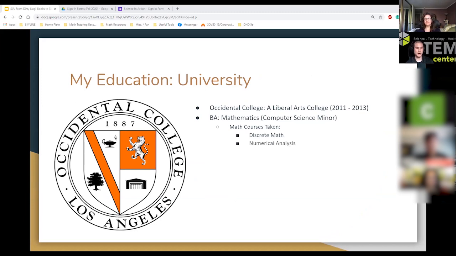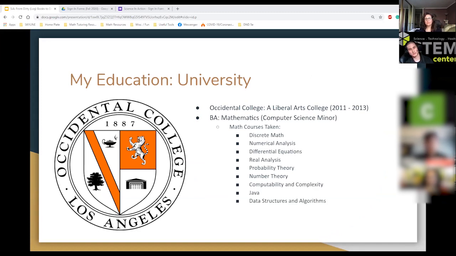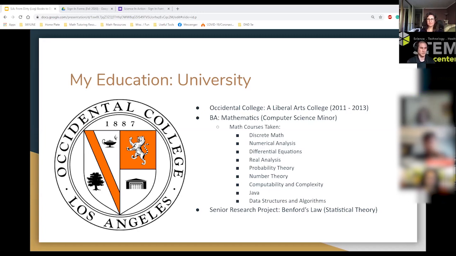And listing off some of the math courses that I took once I transferred to Occidental: discrete math, numerical analysis, differential equations. I also took real analysis, probability theory, number theory, computability and complexity, Java, data structures, and algorithms. And finally, I had to complete a senior research project on Benford's Law, which was delving into statistical theory.